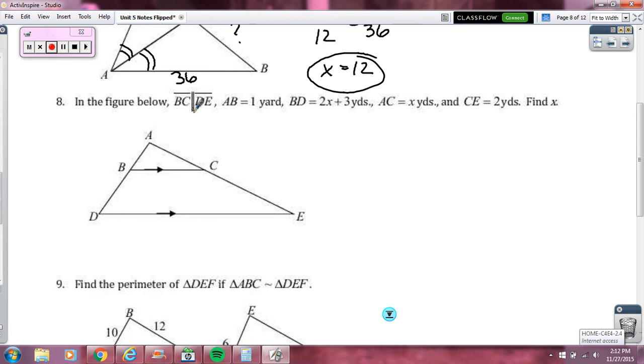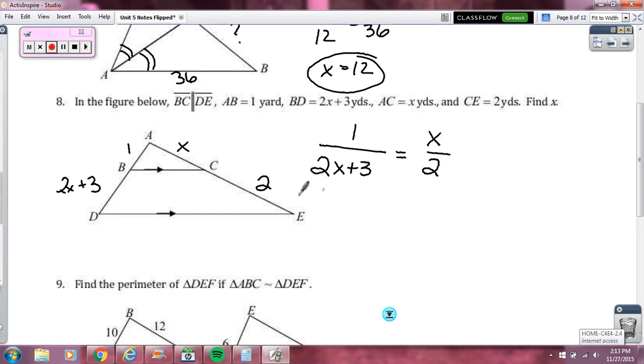Alrighty, in the figure below, BC and DE are parallel. That's why we've got these little triangles. AB is 1 yard, BD is 2x plus 3 yards, AC is x yards, and CE is 2 yards. Whoa, find x. So we should have 1 over 2x plus 3 equals x over 2. Oh my goodness gracious. When I cross multiply, I get 2 equals 2x squared plus 3x.